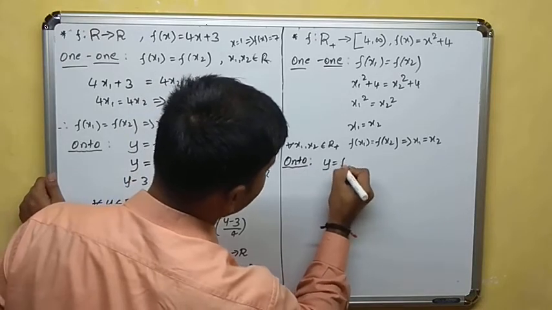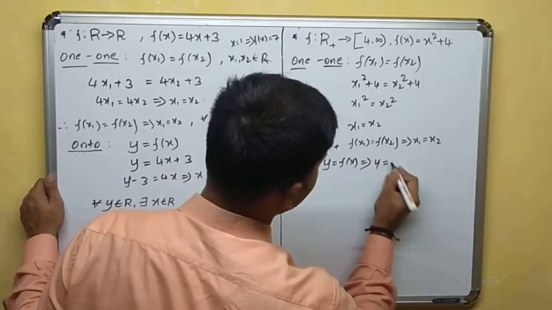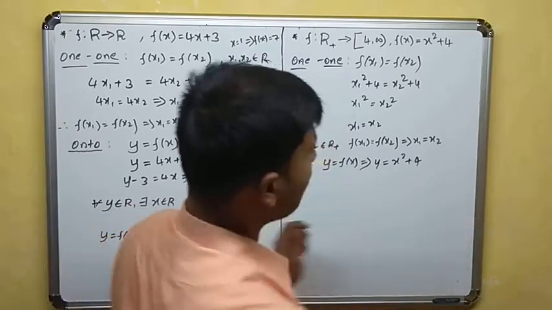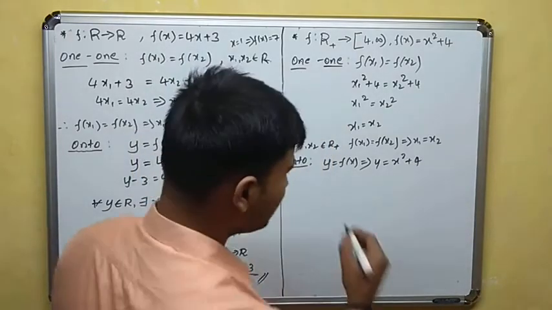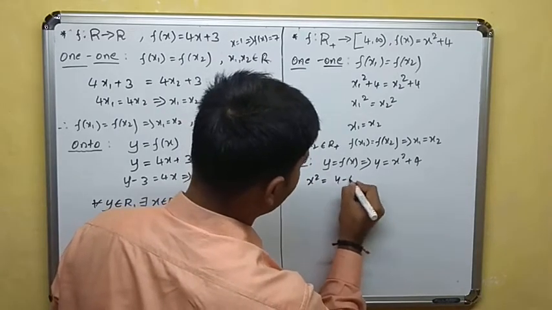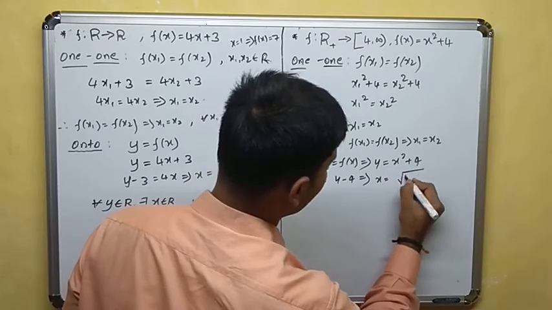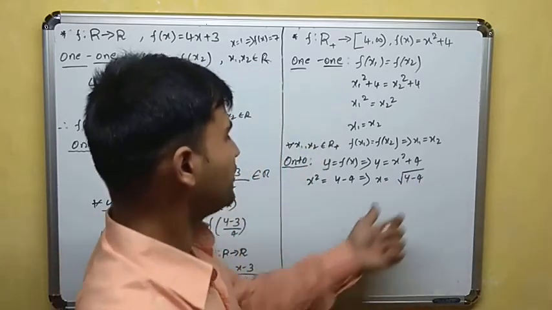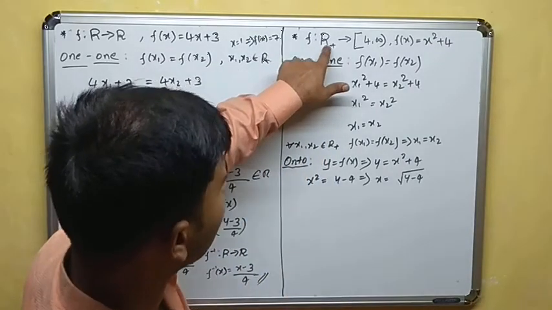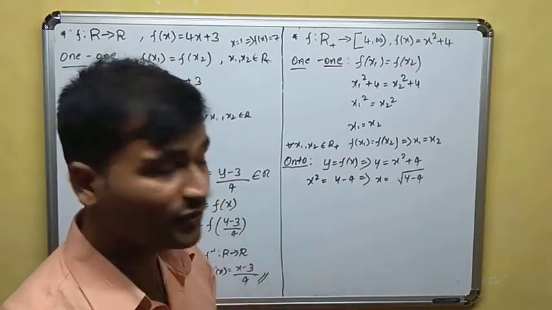Onto. So assume y is equal to f of x. This implies y is equal to x square plus 4. Our intention is to find the value for x. Therefore we can write x square is equal to y minus 4, which implies x is equal to square root of y minus 4. We need not write plus or minus square root of y minus 4, because this is R plus, the set of non-negative real numbers. x is from the set of non-negative real numbers.